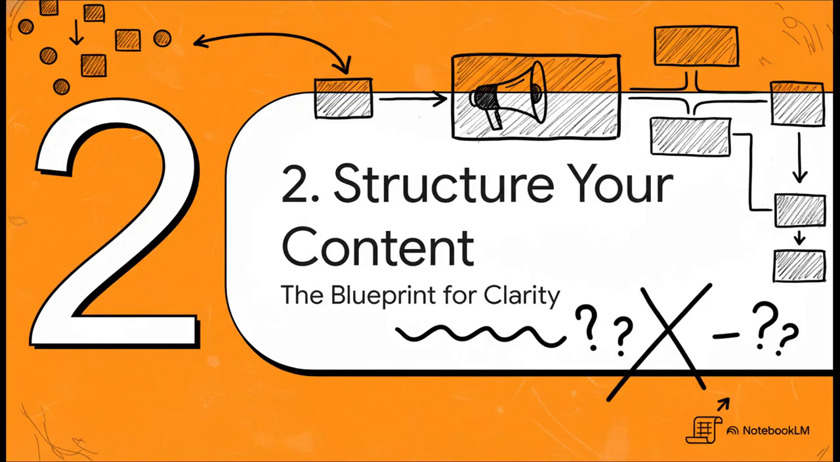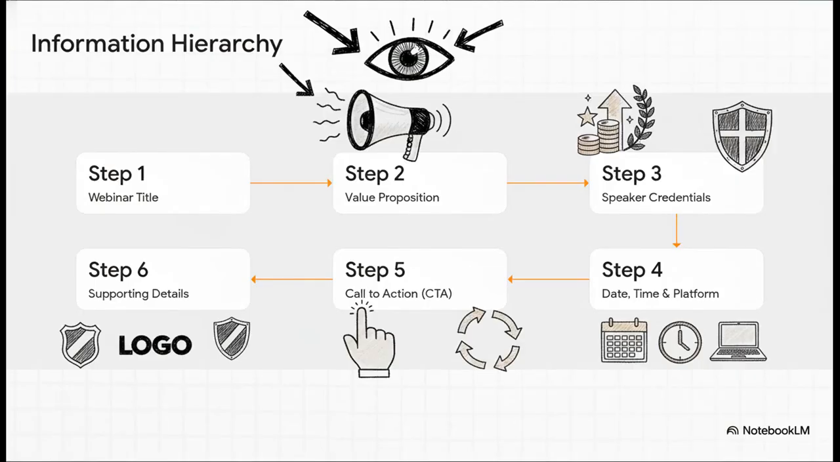Okay, so once you know what you're trying to say, the next question is, how do you organize it? This is our secret weapon against that information overload we were just talking about. It's all about creating a blueprint for clarity, what we call an information hierarchy. Think of this as a roadmap for the reader's eye. It's designed to answer their questions in the exact order they think of them.